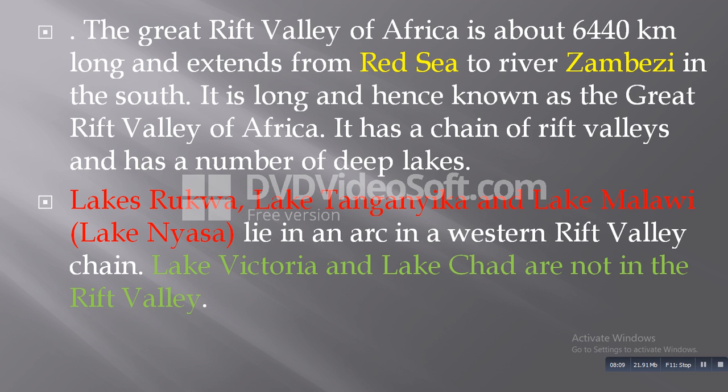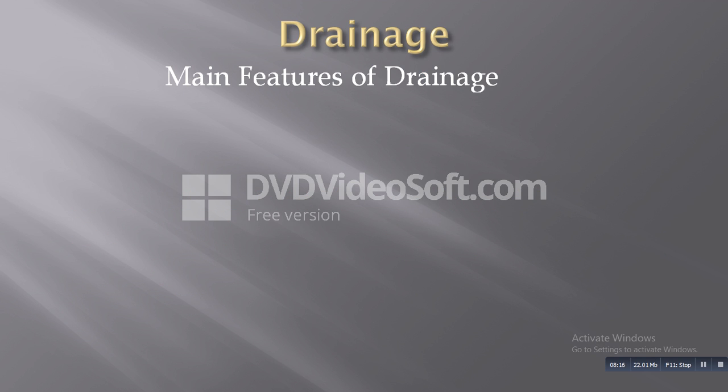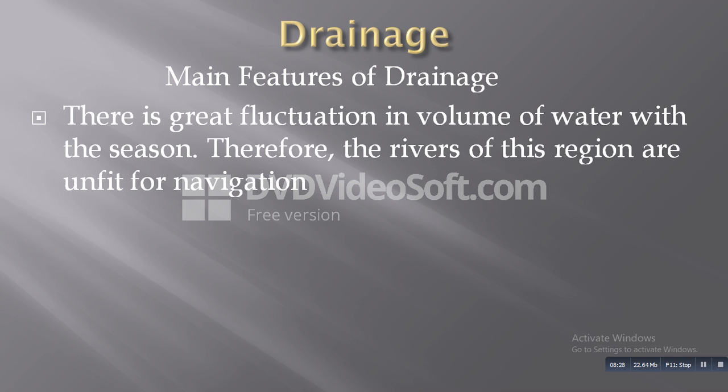Next one, the last physical feature, that is drainage. We can start with the main features of drainage. There is a great fluctuation in the volume of water with the season. Therefore, the rivers of this region are unfit for navigation. Fluctuation means water variations will be there. There will not always be a full volume of water. Some fluctuations will be there, and that's why these rivers are unfit for navigation.